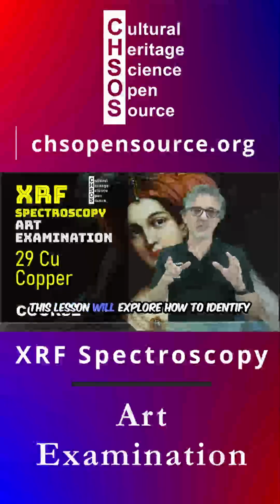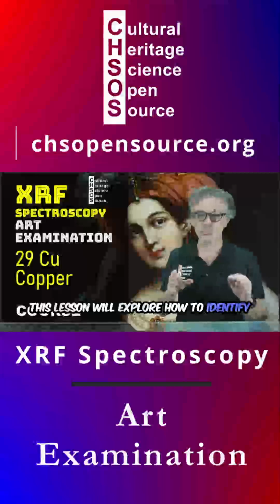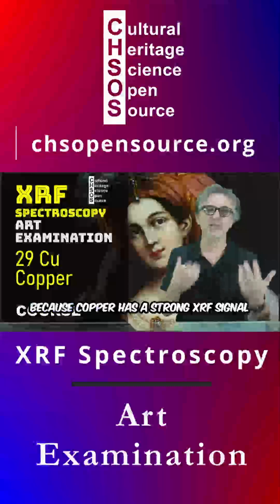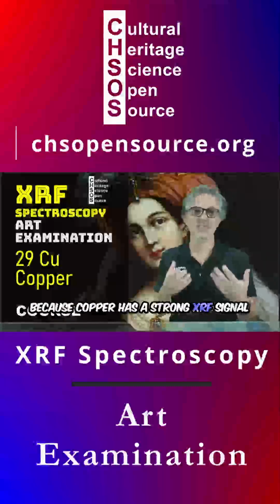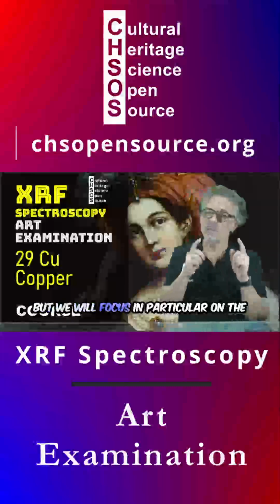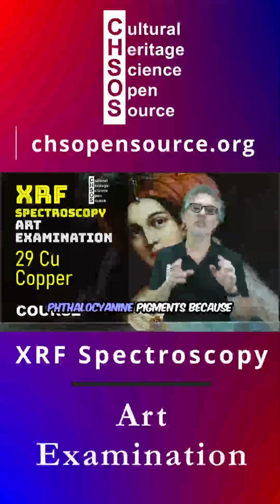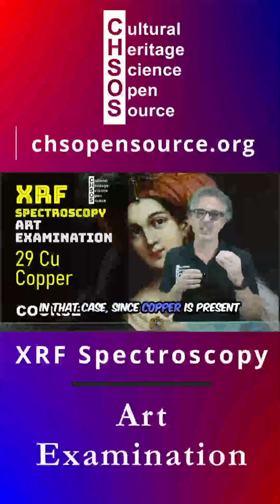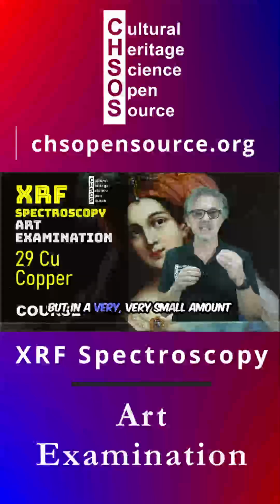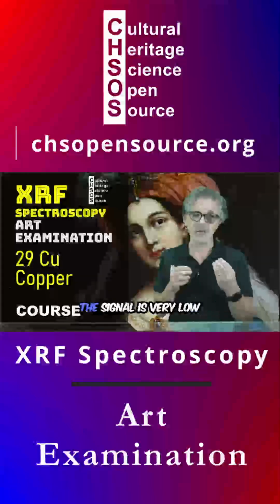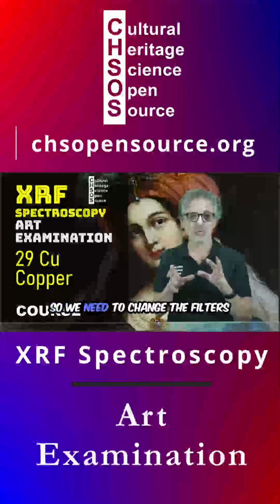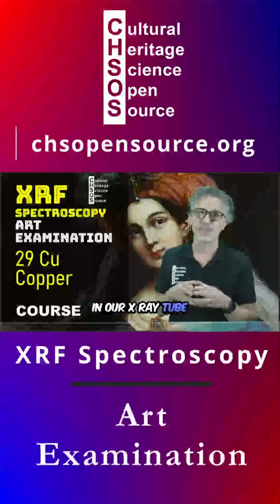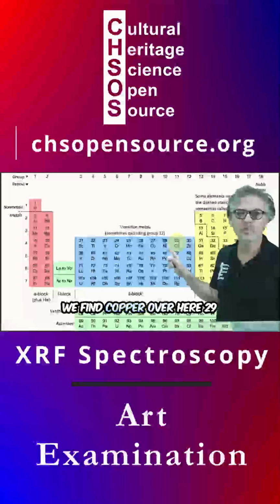This lesson will explore how to identify copper, which in general is pretty easy because copper has a strong XRF signal. But we will focus in particular on the phthalocyanine pigments, because in that case copper is present in a very small amount, so the signal is very low and we need to change the filters in our X-ray tube. We find copper over here, 29.